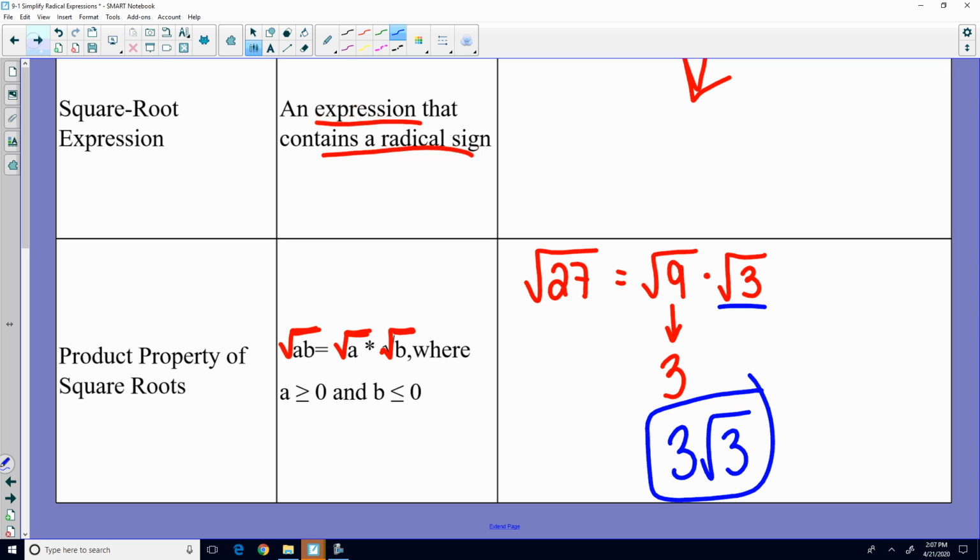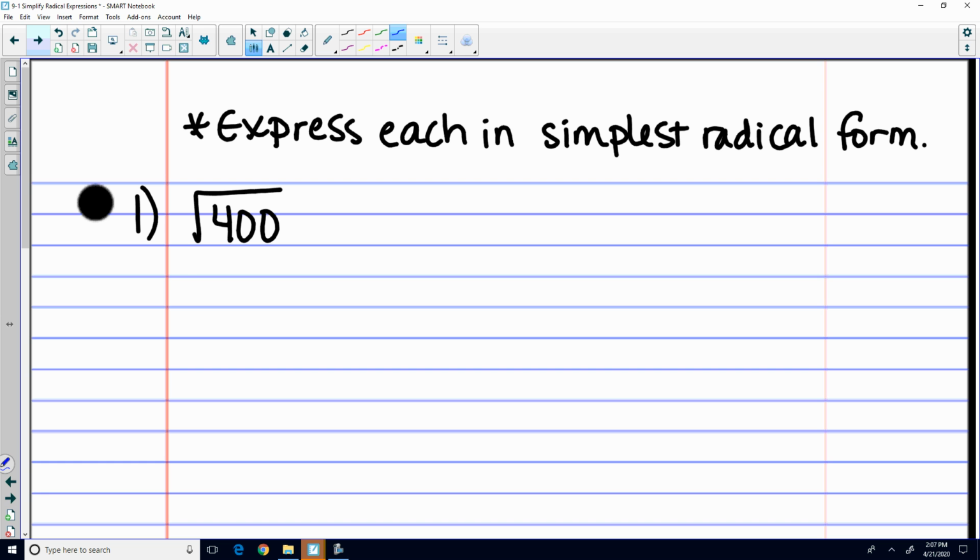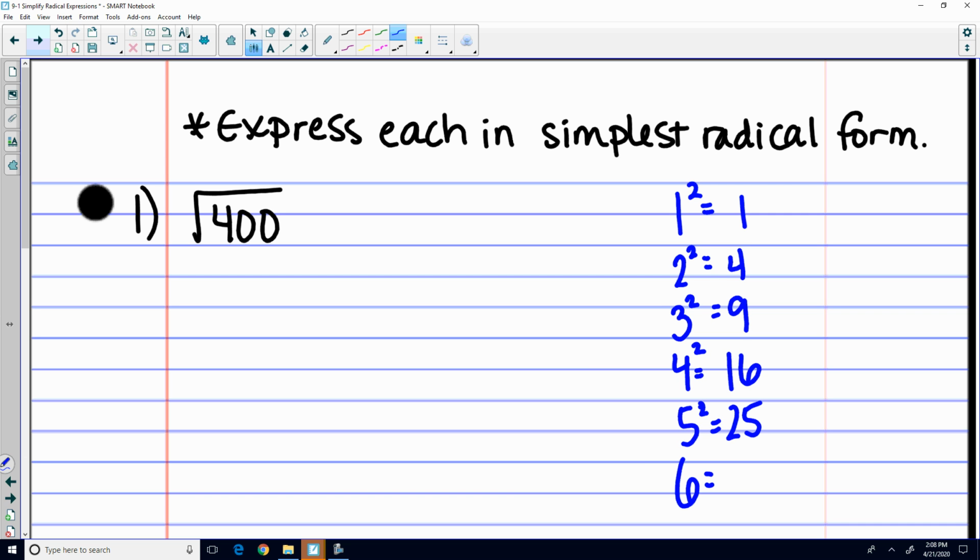All right, flip the page over and let's do a few examples. The directions today will just be with numbers, but it's going to express each in simplest radical form. So you're going to have to do some perfect squaring in your head. Let's do a little list down the side for the first time. If I have 1 squared, that's 1. If I have 2 squared, that's 4. 3 squared is 9. 4 squared is 16. 5 squared, 25. 6 squared, 36, and on and on and on.